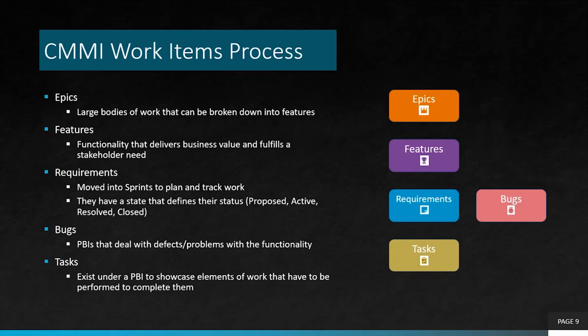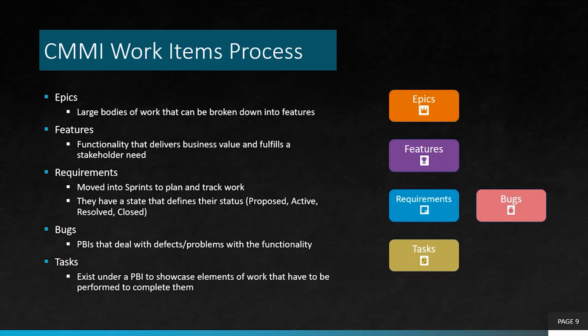And just as with the Agile, there's also the bug, which is an analog of the requirement, and that's to deal with problems or defects with things that have been done before. And as usual with the Agile process, you can break that down into tasks that you can then move around, and then you can see where you are in working on that requirement or bug, and it showcases the progress. And once all the tasks are closed, then you can close your bug or your requirement. And that's all for the CMMI work item.